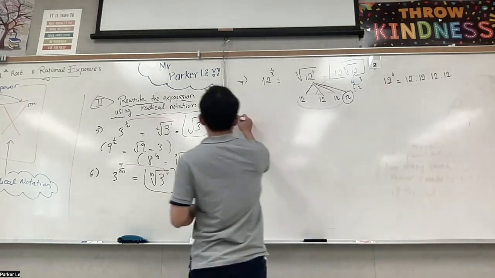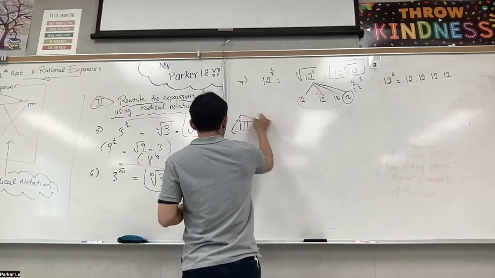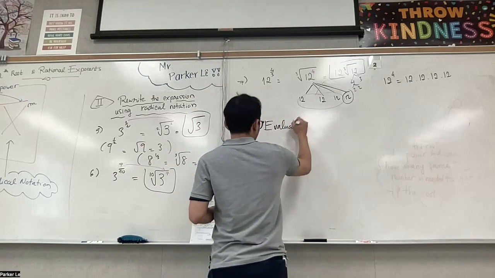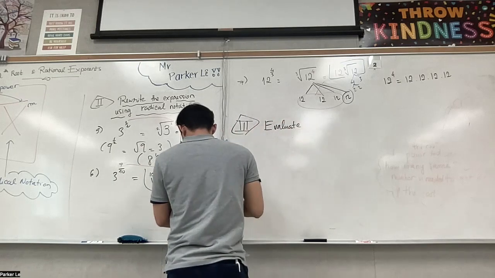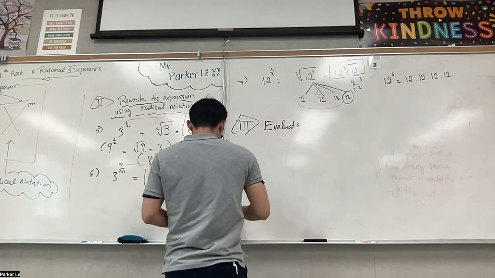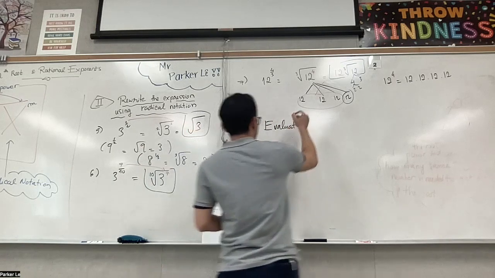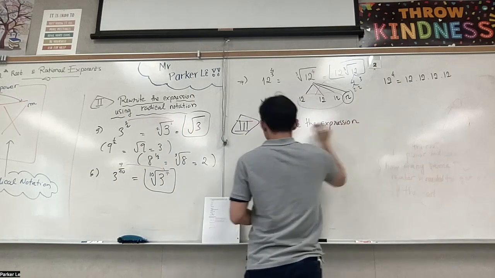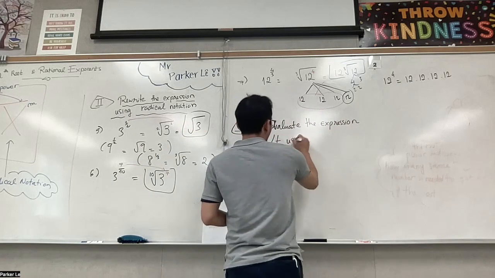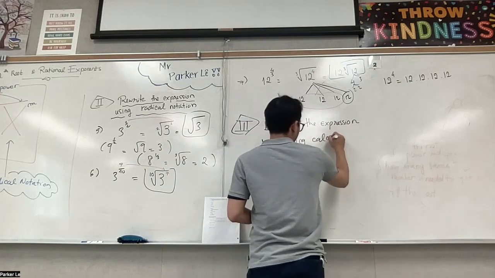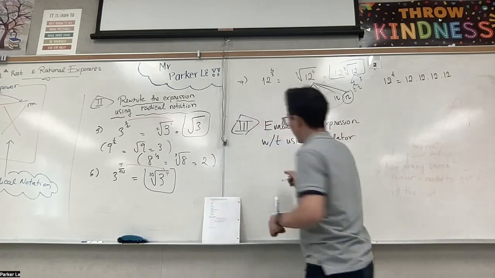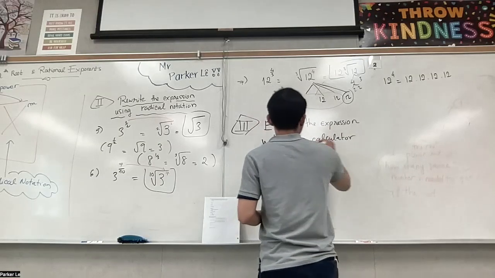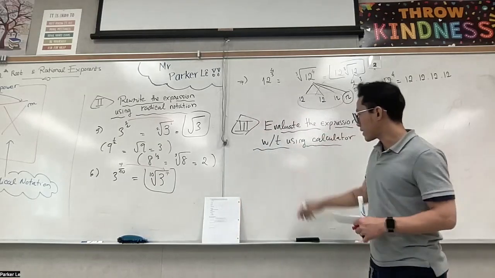So that links to the next part. See, this part is only 3%. The next part is evaluate. Evaluate the expression without using a calculator. This is just my notation for without. Without using a calculator.